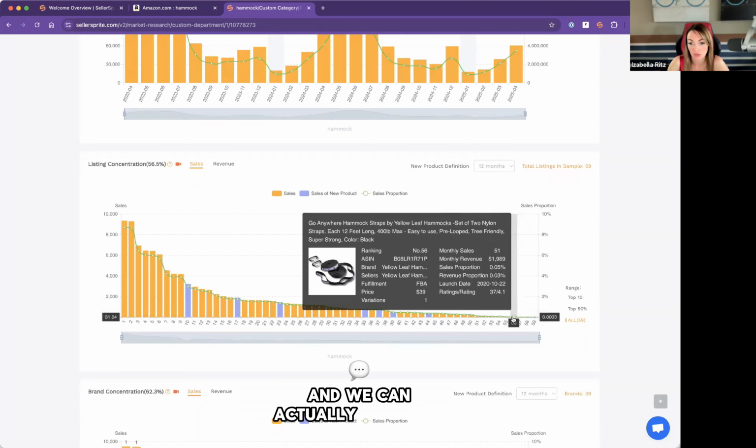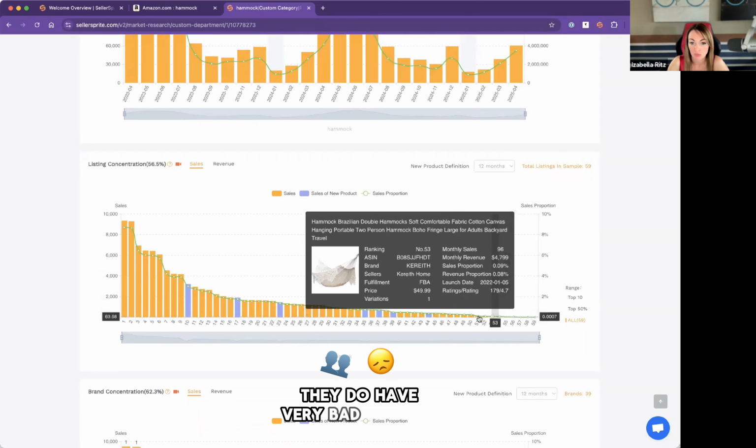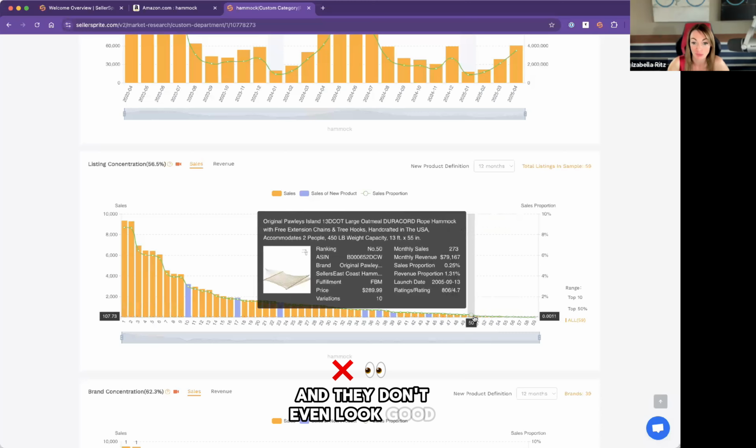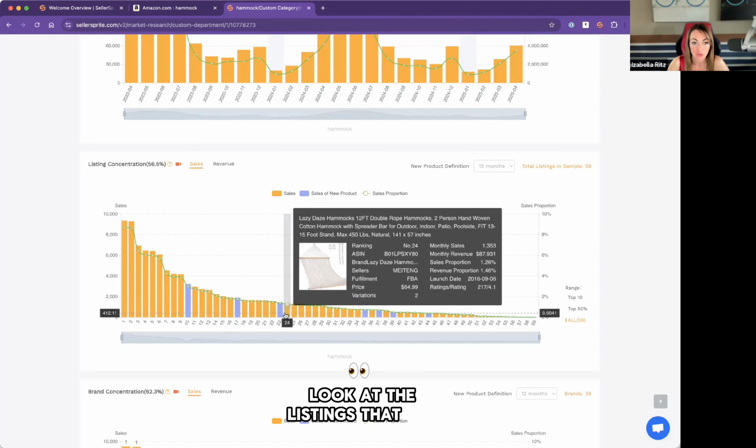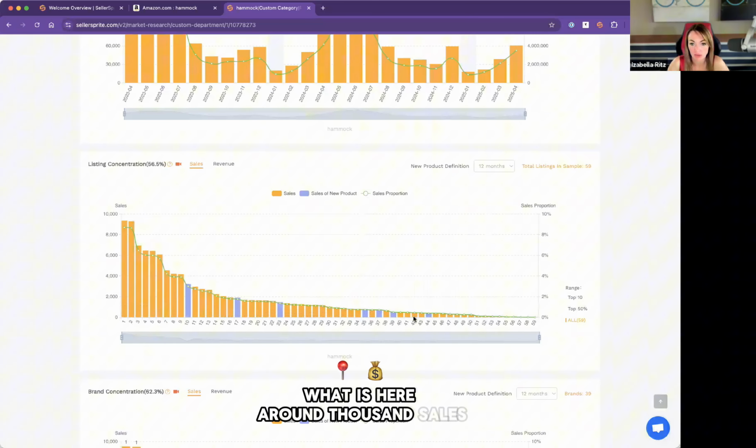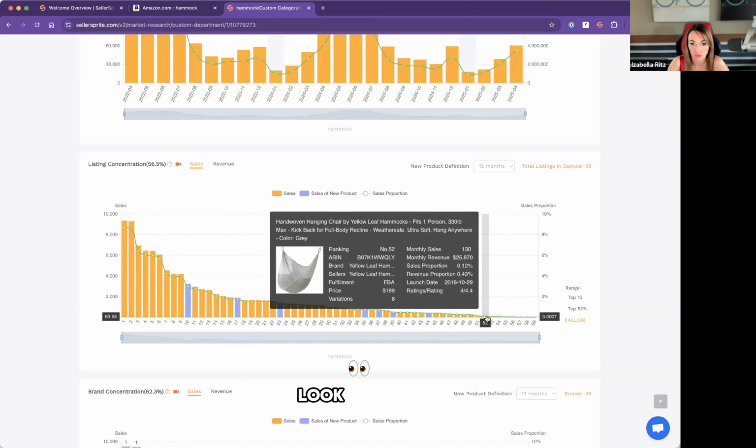And we can actually tell these listings do have very bad presence, and they don't even look good. Of course, they don't have much sales, but you have to look at the listings that are making around, what is here, around 1,000 sales a month, right? So we don't really want to look at those that are not making anything. Even this horrible one is making $25,000.